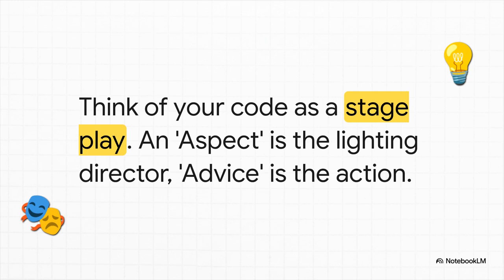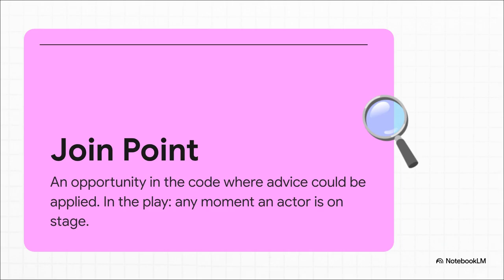To make this really click, let's use an analogy. Imagine your entire application is a stage play. The aspect we just defined, let's say it's our lighting aspect, is the lighting director. And their advice is the action they want to perform, turn on a spotlight. A join point is any possible opportunity where that lighting director could turn on the spotlight. It's every single potential moment in the play. An actor walking on stage, them delivering a line, or even when they forget a line and an exception is thrown. All of these are potential points for action.